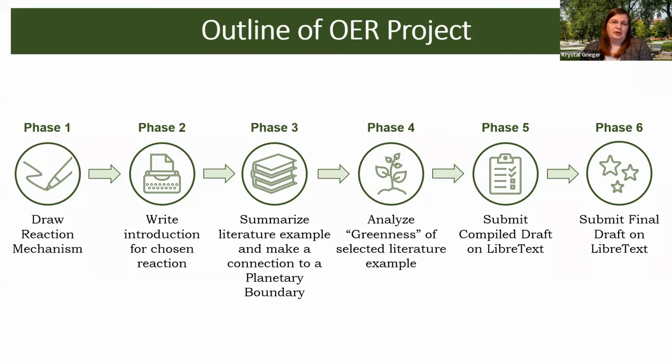We wanted them to find their literature article and summarize it for phase 3, and then make a connection to the planetary boundary. In phase 4, after we had time to confirm that they all found appropriate literature articles, we had them analyze the greenness. And then we had them create their web pages on LibreTexts in phase 5. They got peer review on that, and then they moved on and submitted the final draft.